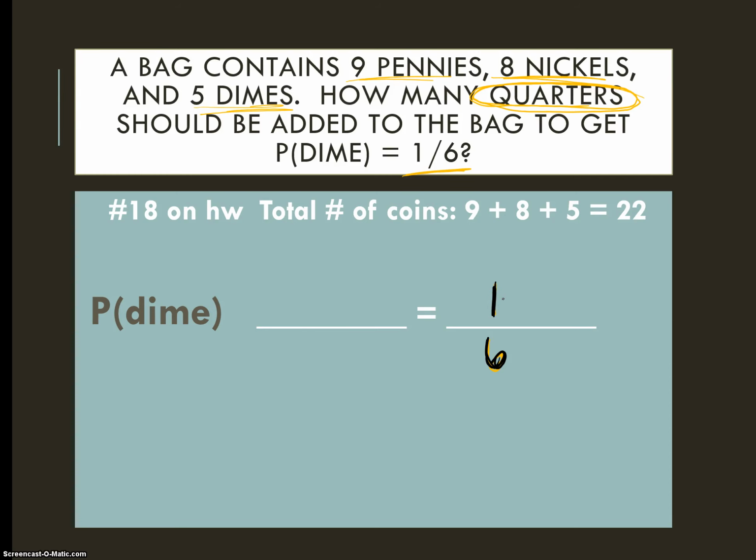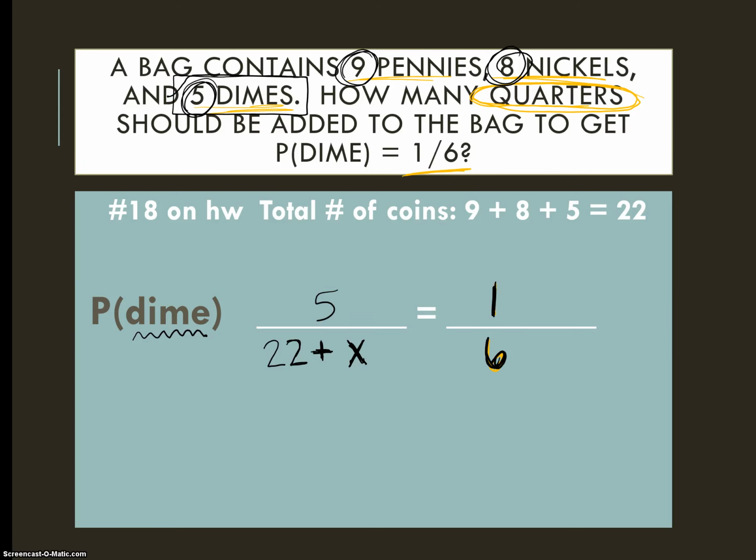Now, how many total coins do I have? I have 9 plus 8 plus 5. When I add 9, 8, and 5, I get a total of 22. Your total is always going to go in your denominator, but then I'm going to add some more coins. I don't know how many, so for now I'm going to use a variable to represent that number. I'm going to say x. Let x be the number of quarters that I'm adding to the bag. How many dimes do I have right now? And it's very important to write what you're looking for so that you know what to put in your numerator. I'm looking for dimes, so I put a 5 up top in the numerator.